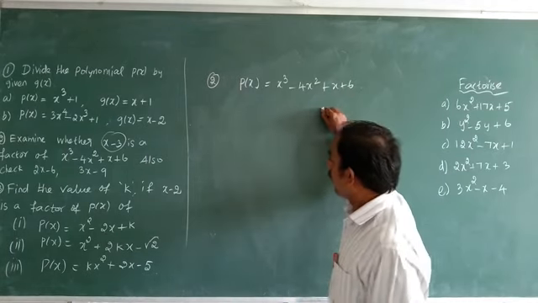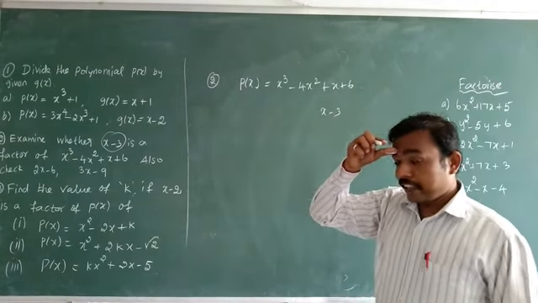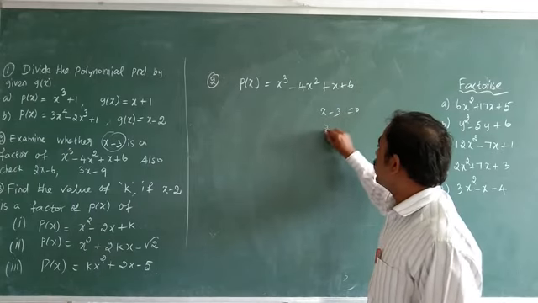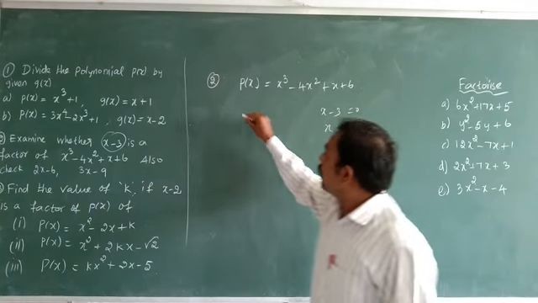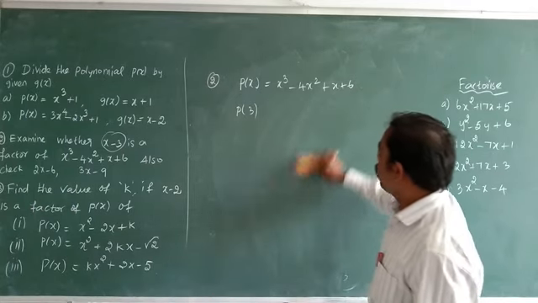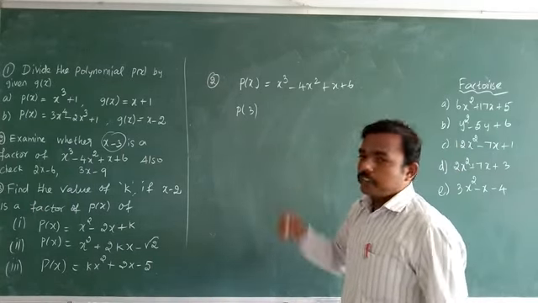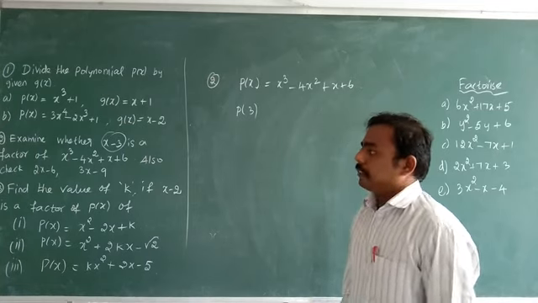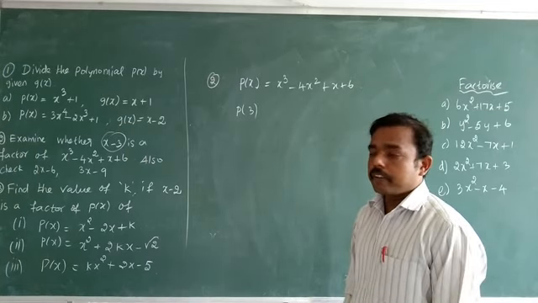Now given x minus 3. So find the 0 of this polynomial, that is x equal to plus 3. Find the value of p of 3, at x equal to 3. If the value is 0, you can tell x minus 3 is a factor. Otherwise, you can tell it's not a factor.